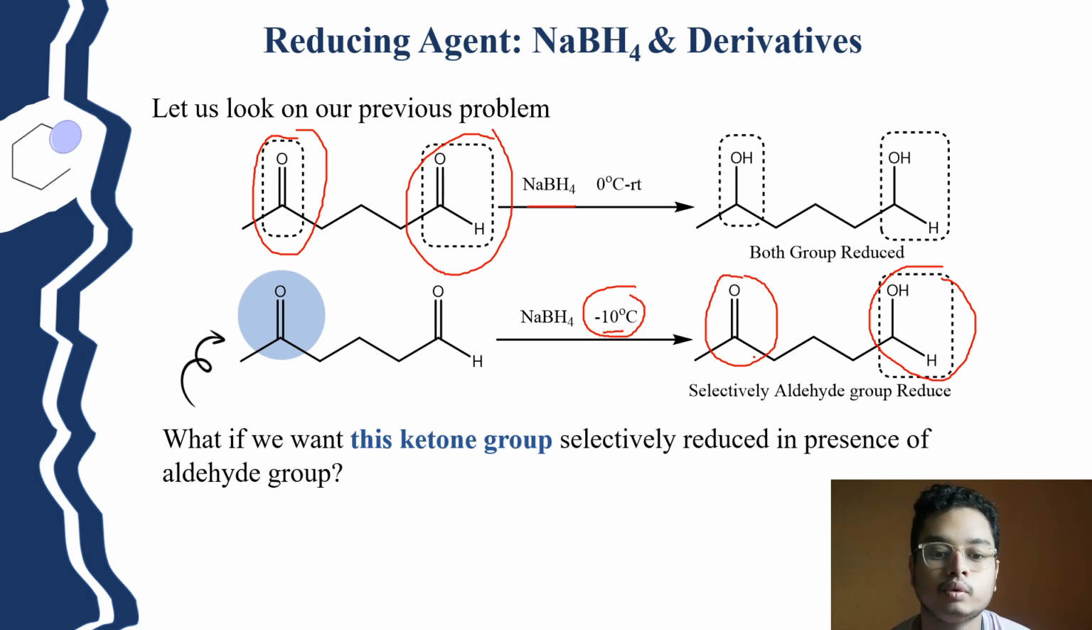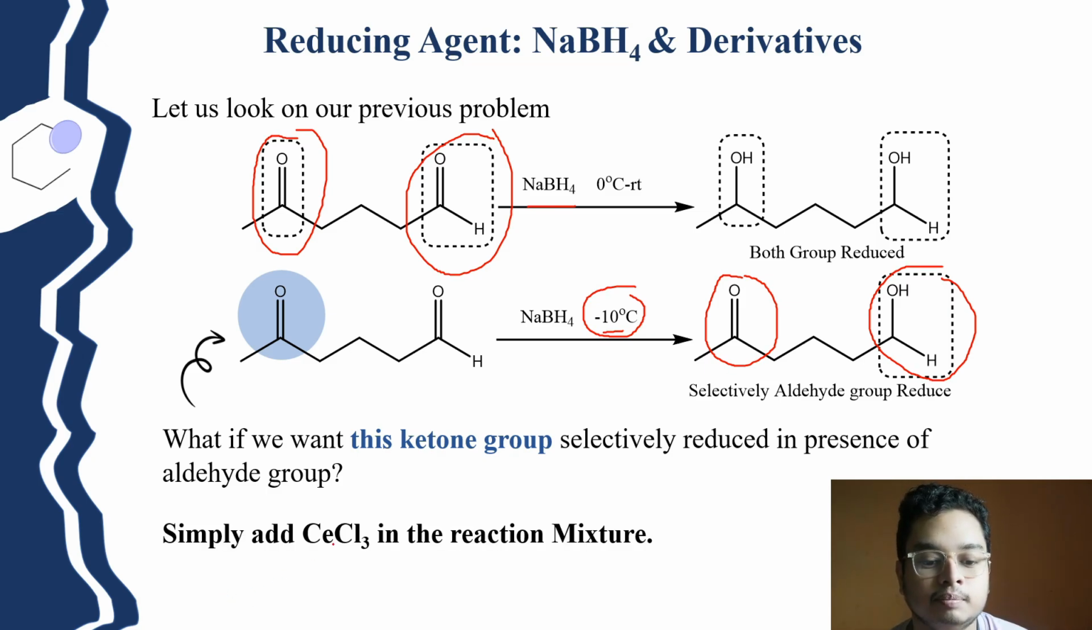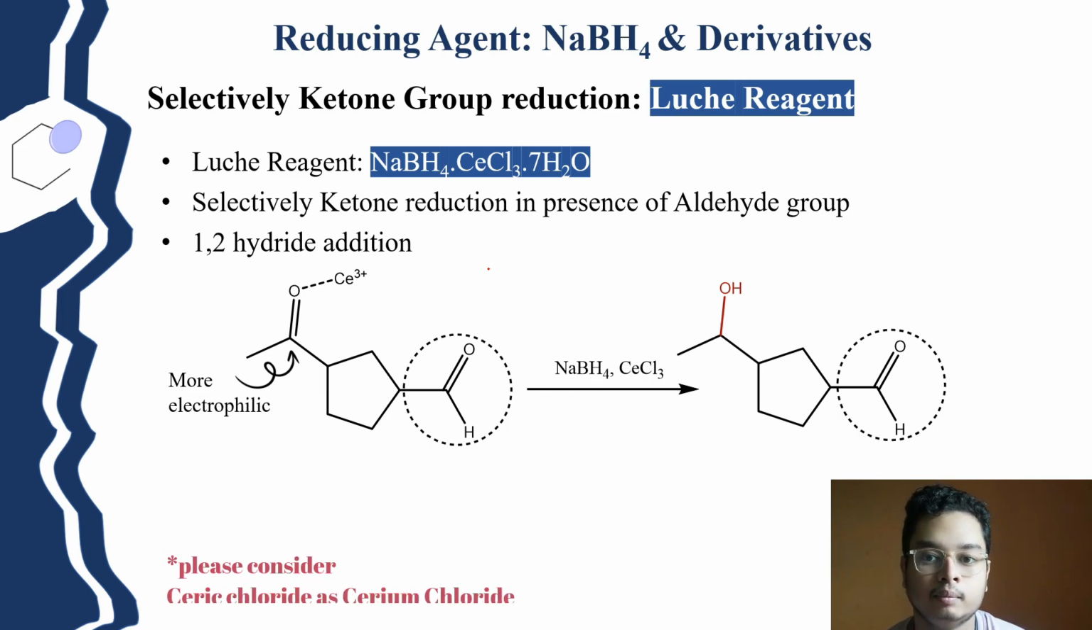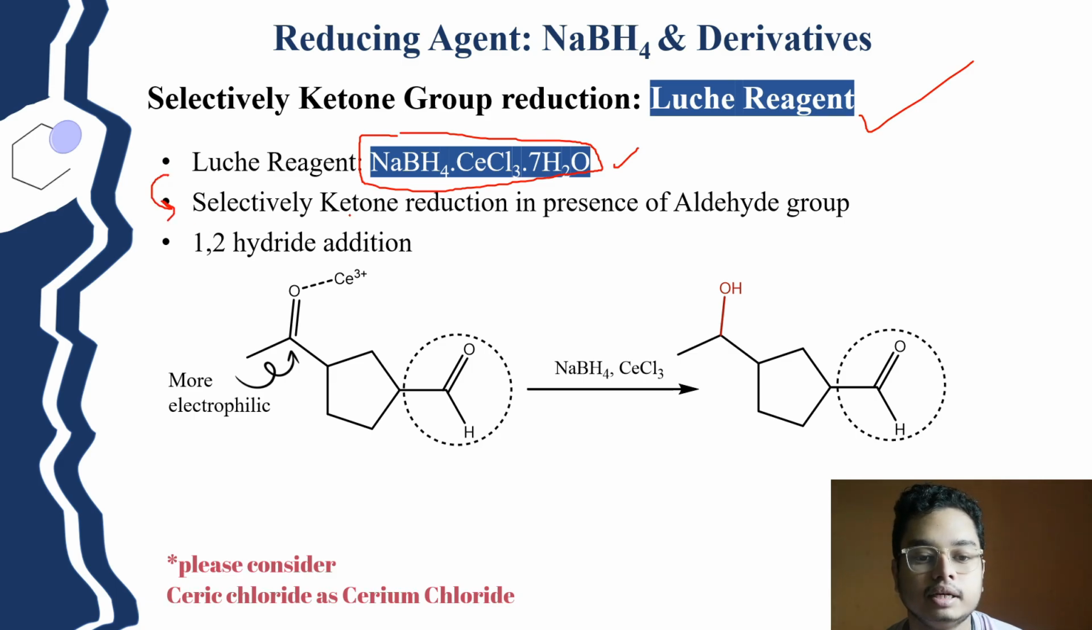So what if we want the ketone group selectively reduced in presence of the aldehyde group by using NaBH4? For that reason, we simply add cerium chloride to the reaction mixture, and this is actually the birth of the Luche reagent. If we want to selectively reduce the ketone group in presence of an aldehyde group in the same molecule using NaBH4, then we can use the Luche reagent. The Luche reagent is nothing but the combination of NaBH4, cerium chloride and water. Its importance is that it selectively reduces the ketone group in presence of an aldehyde group in the same molecule.